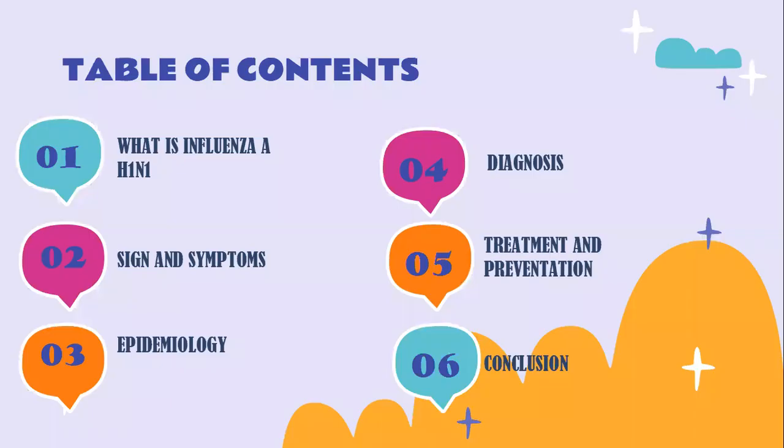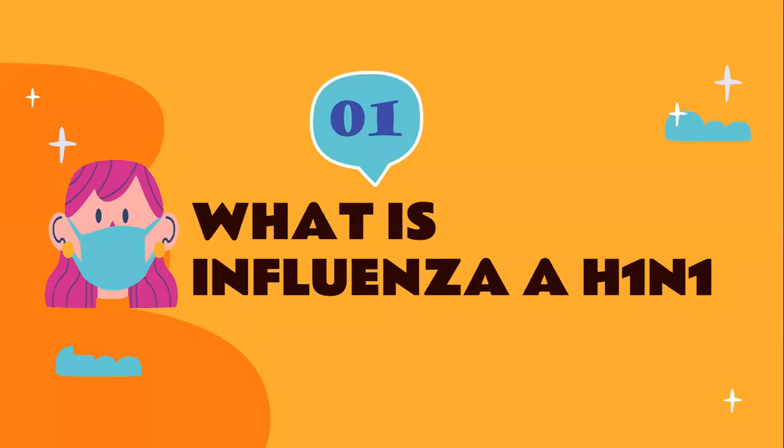So this is the table of contents. First, we are going to talk about what is influenza A H1N1, and then continue with signs and symptoms, then the epidemiology of the disease, diagnosis, treatment and prevention of the disease, and conclusion.